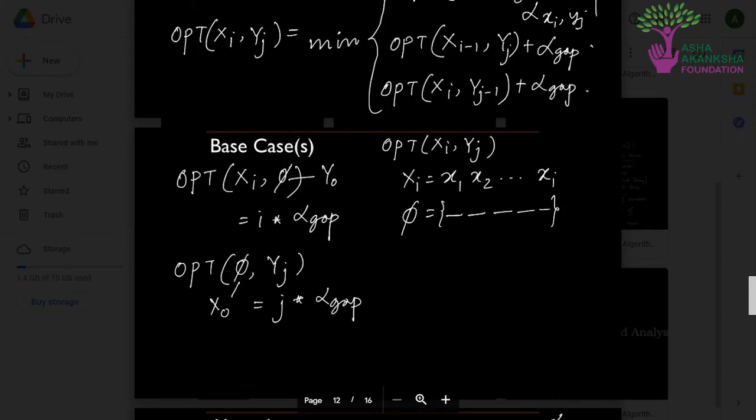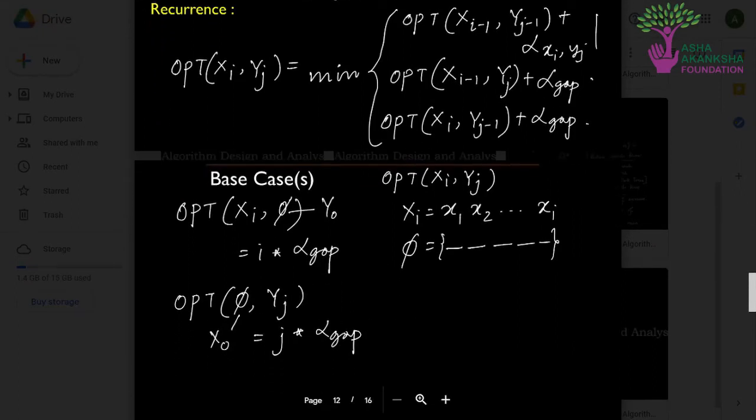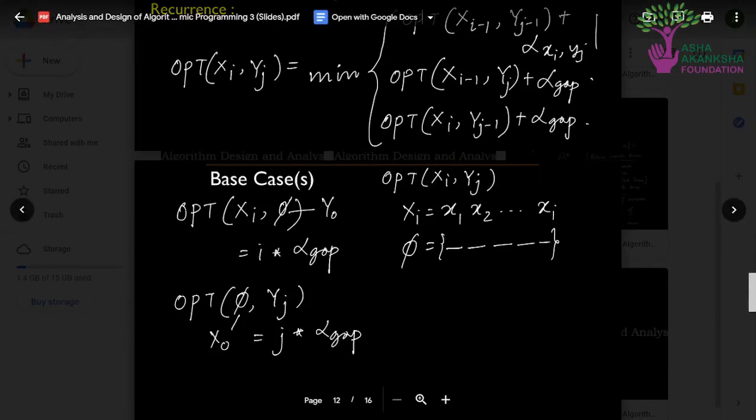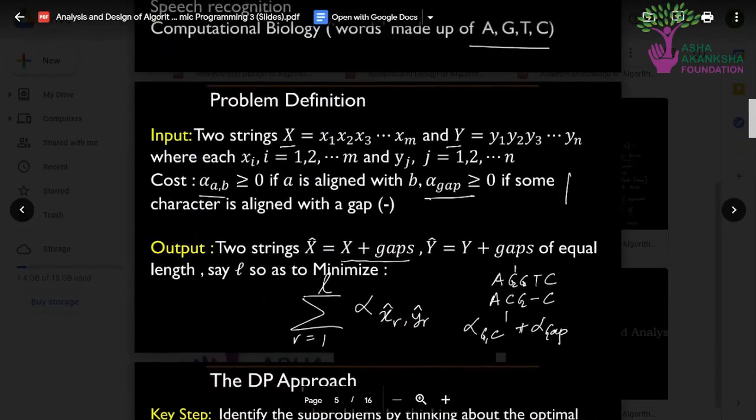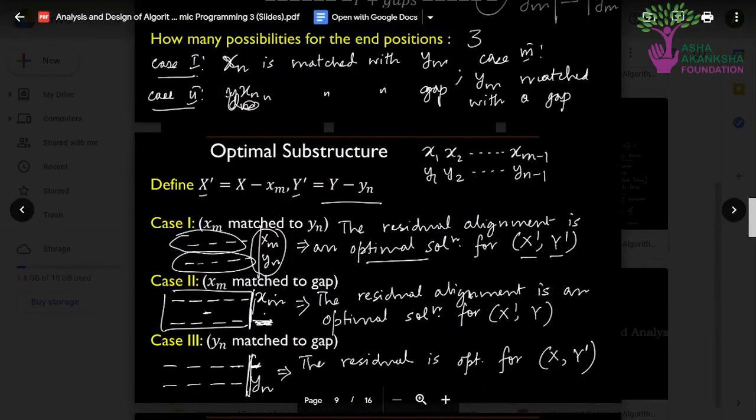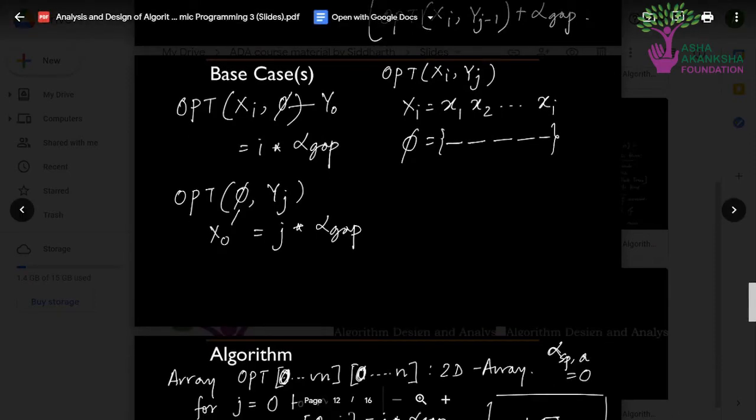Now this leaves us with base cases. Suppose we keep on reducing the indices in this way, and at some time the index reaches 0. Suppose we take the example that it reaches xi comma y0. What is the meaning of y0? We remember that the characters are numbered from 1 to n, so 0 doesn't mean anything. This implies that this is an empty string, which means that all of these remaining characters are aligned with gaps only, and the cost is overall alpha gap times i. Similarly, this is the vice versa case. This is the visual representation. These i characters are aligned with gaps.